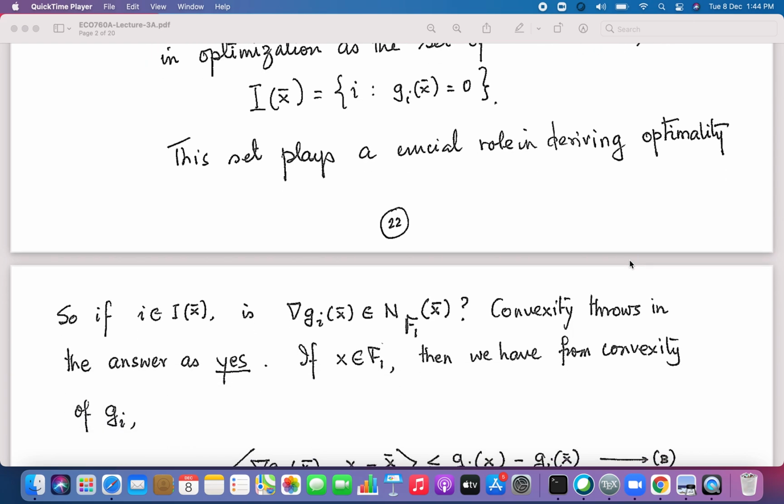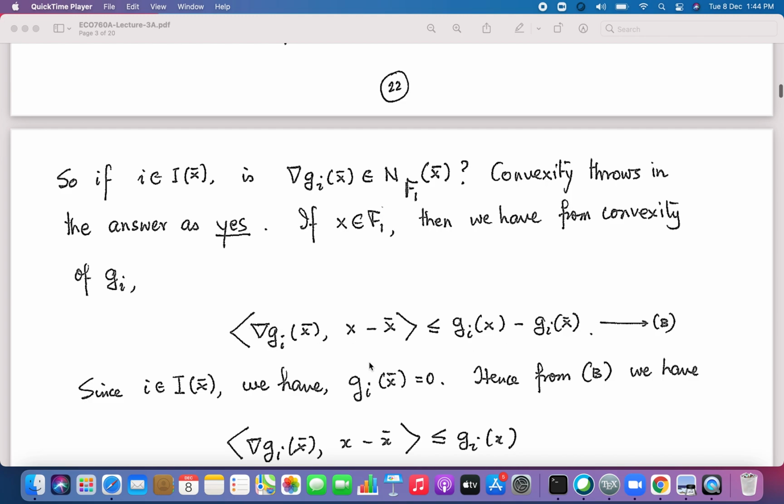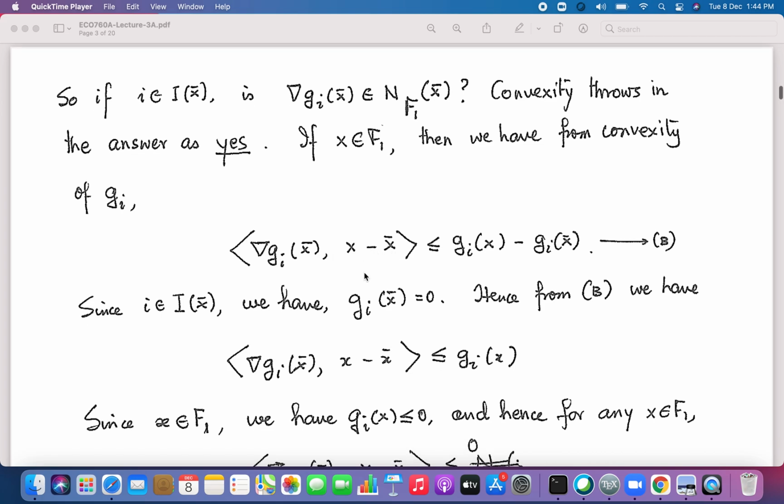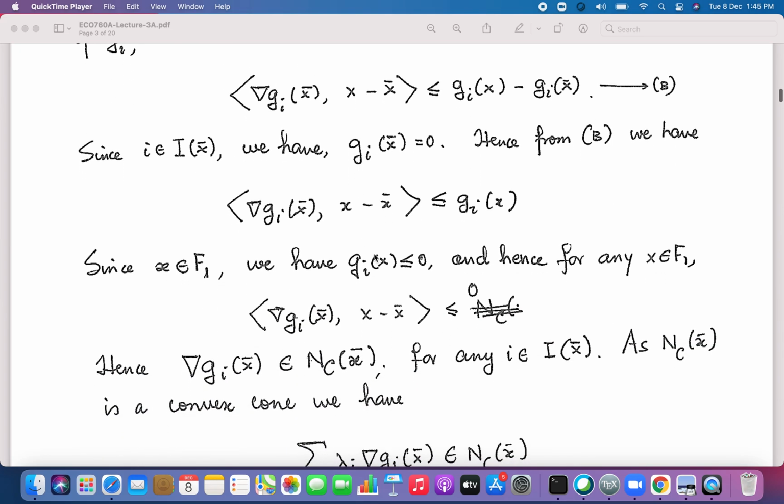The convexity gives us the answer, because this is what it means. For any i element of I(x bar), this is what will happen. This is true for any x in R^n, and now g_i(x bar) equal to 0, and if I take x an element of this set F1, then what would happen? Then g_i(x) would be less than or equal to 0. So grad g_i(x bar) times (x minus x bar) is less than or equal to 0, which means for any x in F1 this will be true for any i which belongs to the active index set I(x bar). So gradient of g_i(x bar) is an element of N_F1(x bar) for any i.